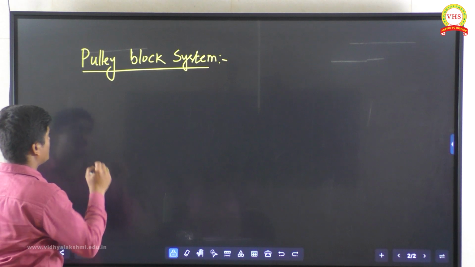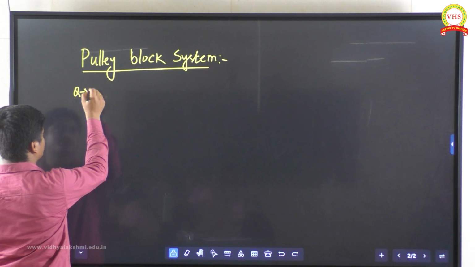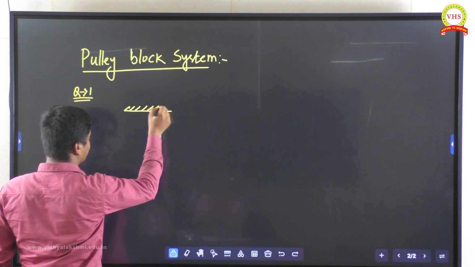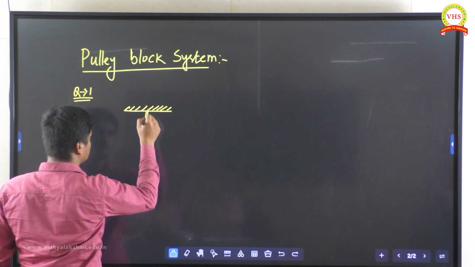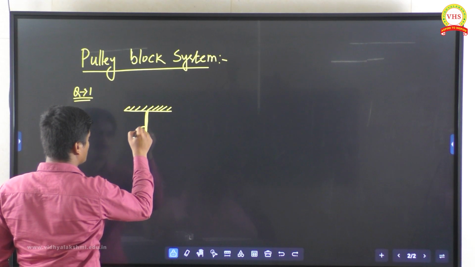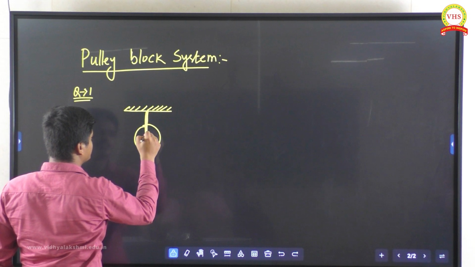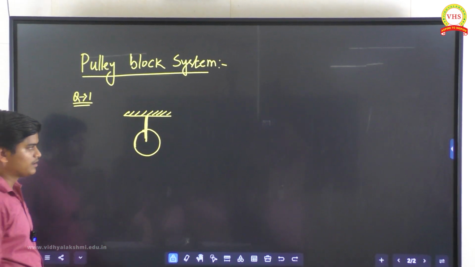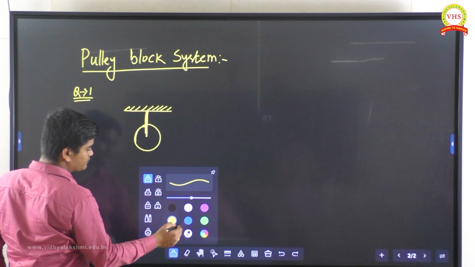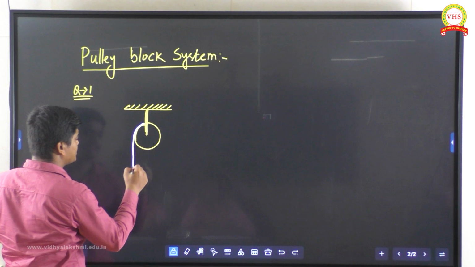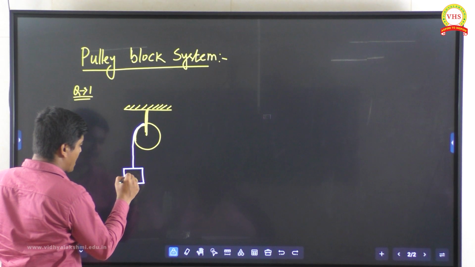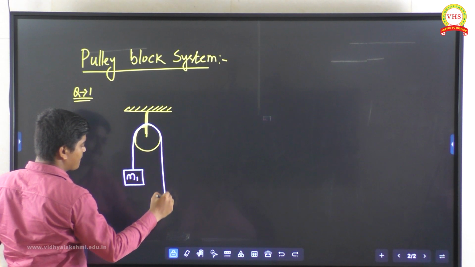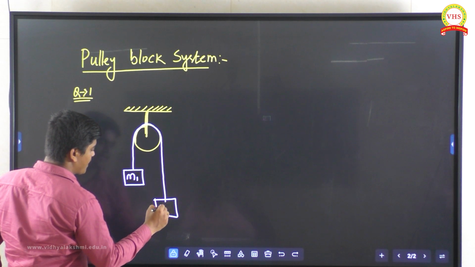Listen here. I'll take one question. From the question you try to understand. See here, one pulley is here. Now it is attached with one ceiling. See here, all of you. Here, one string is attached to the pulley. Mass is M1. Another mass is here, that is M2.